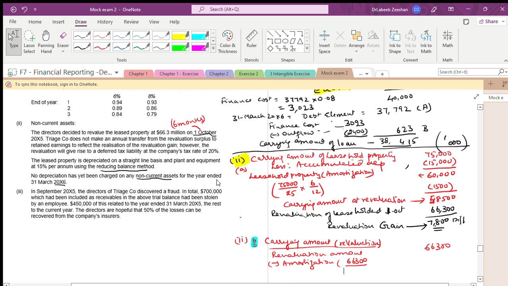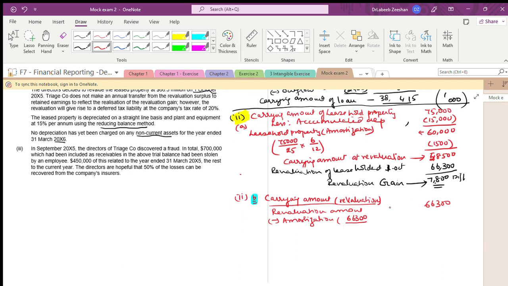19.5. Good, exactly. Another again for 6 months only, the remaining 6 months. How much will you get? 1,700. 19.5, how much? 1,700. How much is the balance? 64,600.